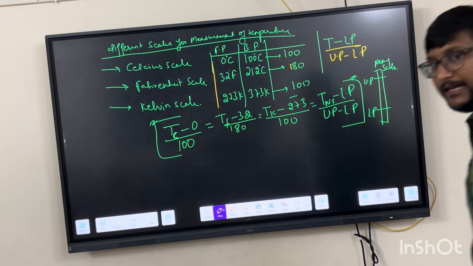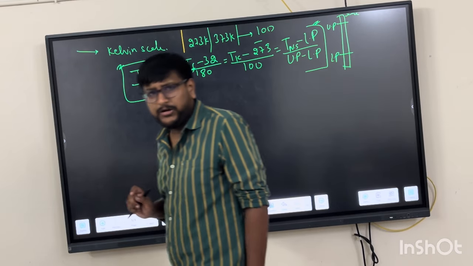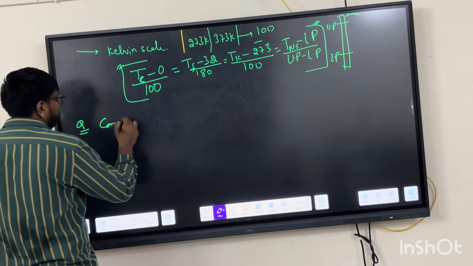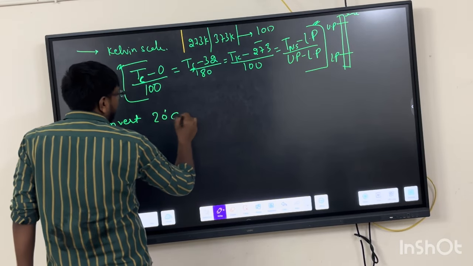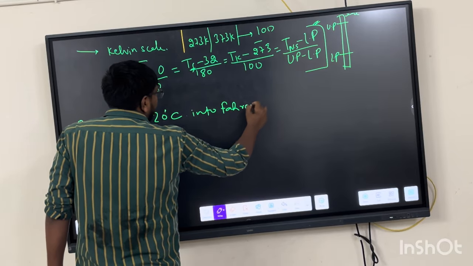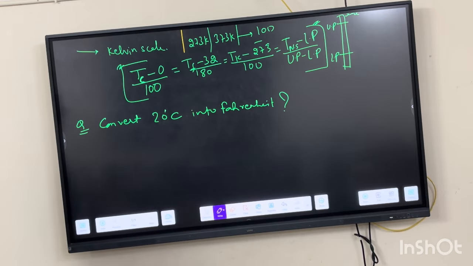Okay, so I think you have noted. Now we will do some basic problems based on that. The first question: convert 20 degrees Celsius into Fahrenheit. This is a very basic question, an 8th class question.